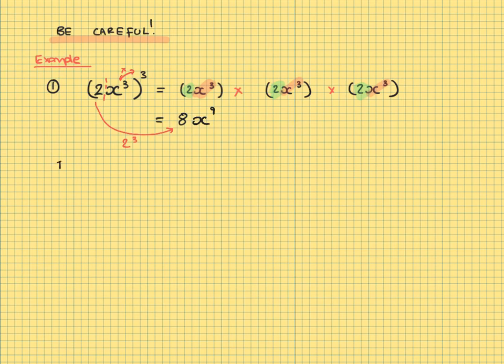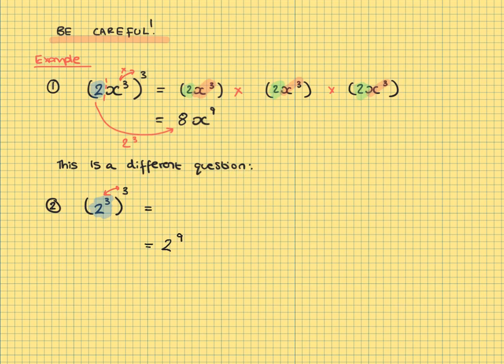Now, this is a different question. Have a look at example 2. Example 2, I've got 2 cubed all to the power of 3. Now, look at the difference between the two questions. In the first question, you simply have a 2 inside the bracket. In the second question, you have a 2 cubed inside the bracket. So when we multiply the powers together, we get an answer of 2 to the power of 9.